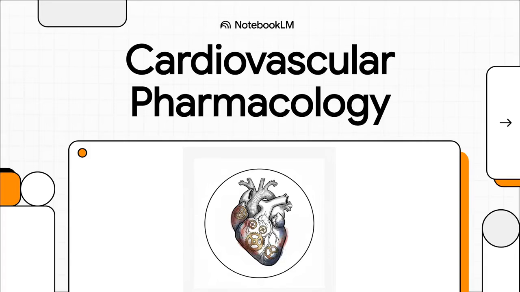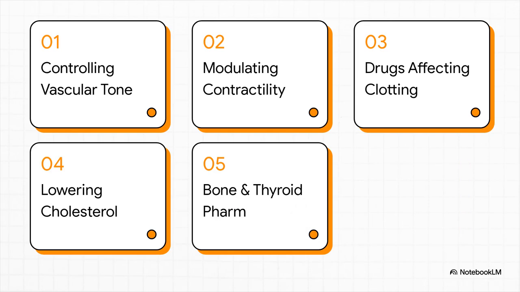Welcome. In this explainer, we're going to dissect the core mechanisms of drugs that act on the cardiovascular system and even beyond. The goal here is to get a really deep, nuts and bolts understanding of how these powerful agents work, all the way from the cellular pathways right up to what happens in the clinic. So here's our game plan. We're going to move through 5 key areas.